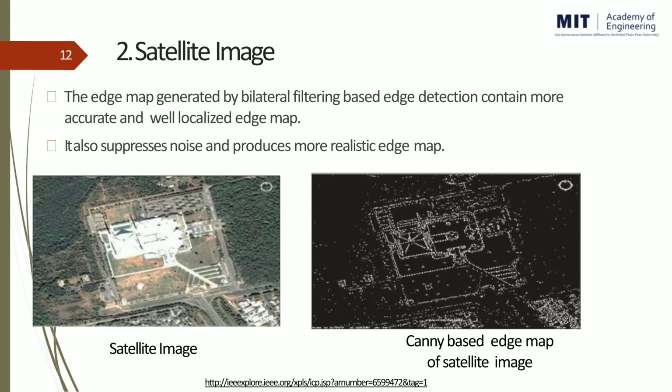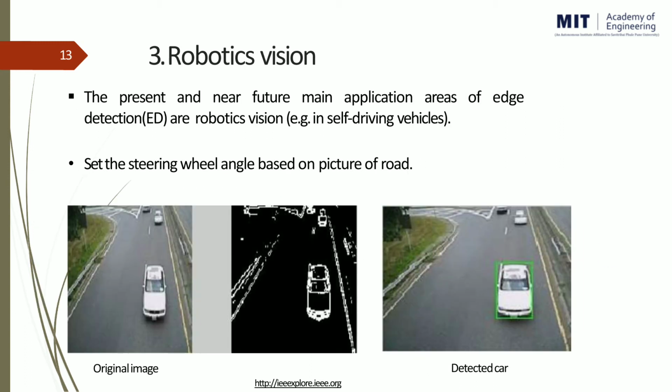Here our second application is satellite image. We have taken a JPG image, that is a satellite image, and by using edge detection with the Canny filter we converted it. We got an output as seen, where these are the edges of the original images.